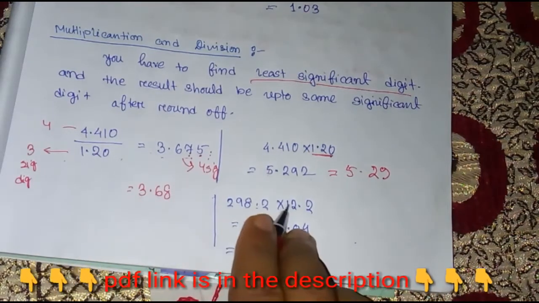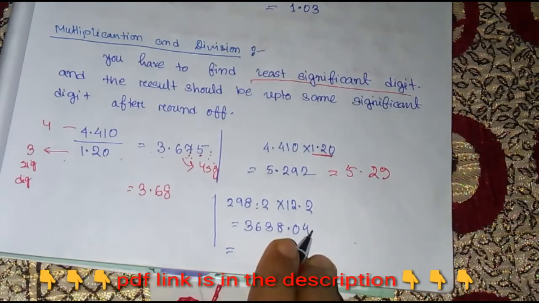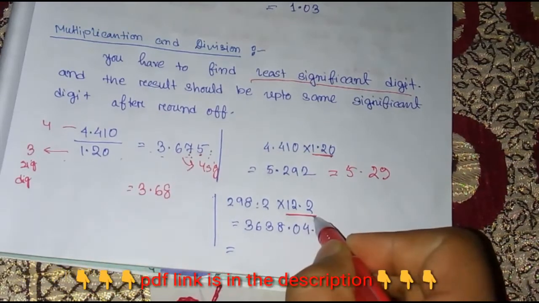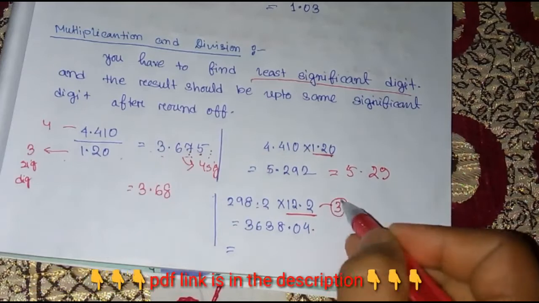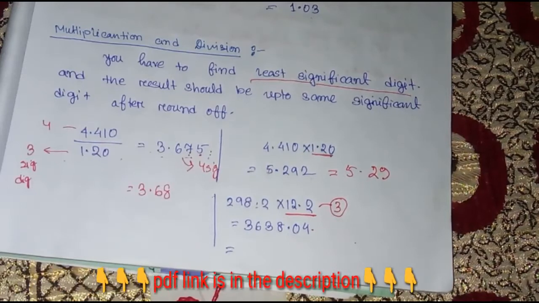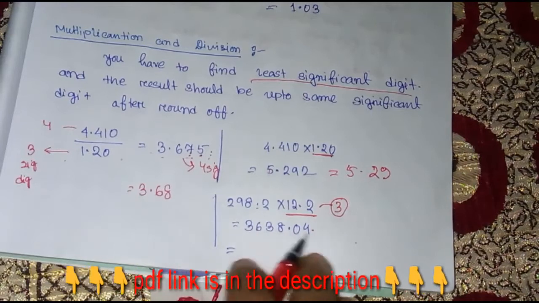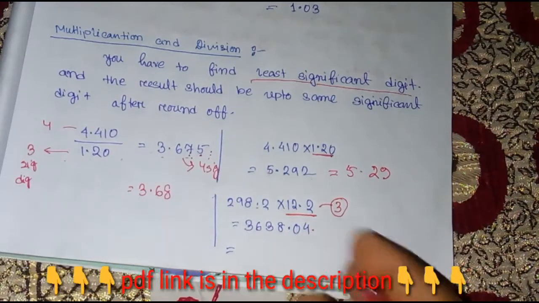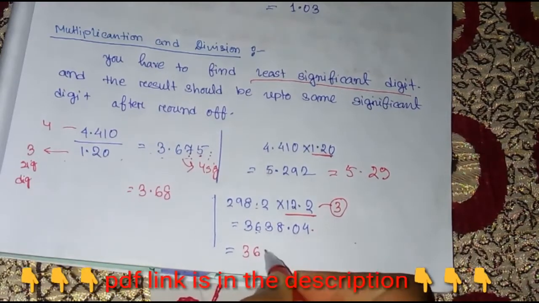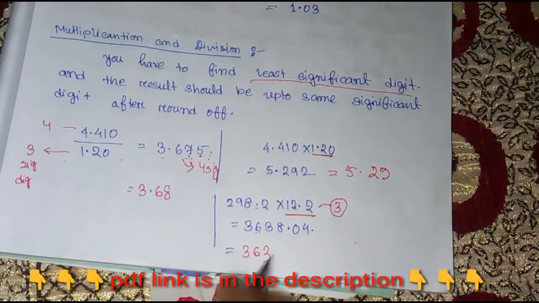Suppose we have to multiply 298.2 into 12.2. So it comes 3638.04. But here you have seen that the least significant number is this one, 12.2. So it has 3 significant digits, so the result should be with 3 significant digits. But here there are 6 significant digits. So how to write 3 significant digits? First write the 3 significant digits, 363.